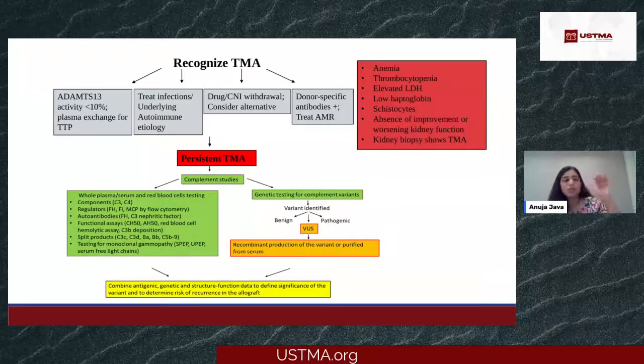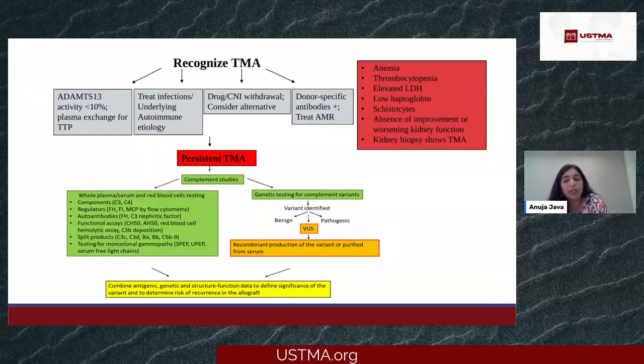So if there is a patient who has these, and you don't have to have all of these, if there's a combination of these in some form and there is a concern for thrombotic microangiopathy, there's a stepwise process you want to go through. Obviously, you want to rule out what we know as TTP. Are there any infections? Are there any underlying autoimmune conditions like lupus that the patient may have? Is the patient on any drugs? If it's a kidney transplant patient, is there any rejection? Once you've gone through that checklist and you think that the thrombotic microangiopathy is persistent, at that point, complement studies are important. Genetic testing is important, as I mentioned. If you have a variant of uncertain significance, that needs to be further investigated.